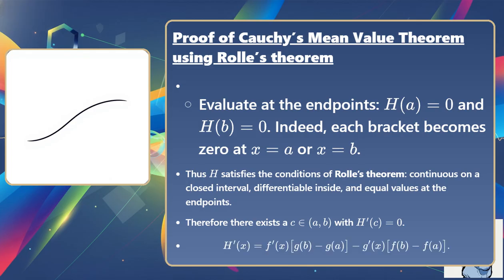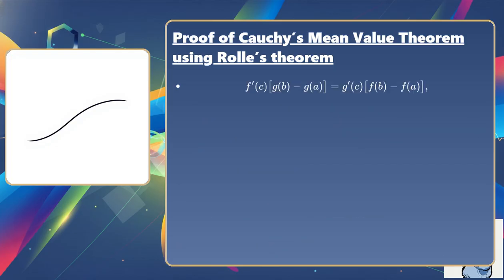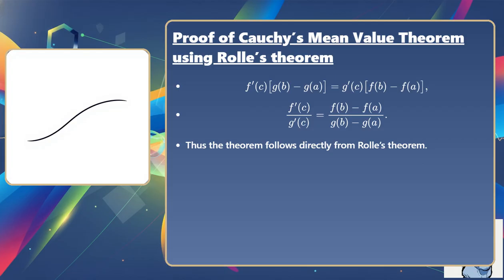h' of x equals f' of x times [g of b minus g of a] minus g' of x times [f of b minus f of a]. f' of c times [g of b minus g of a] equals g' of c times [f of b minus f of a]. f' of c divided by g' of c equals f of b minus f of a divided by g of b minus g of a. Thus the theorem follows directly from Rolle's theorem.